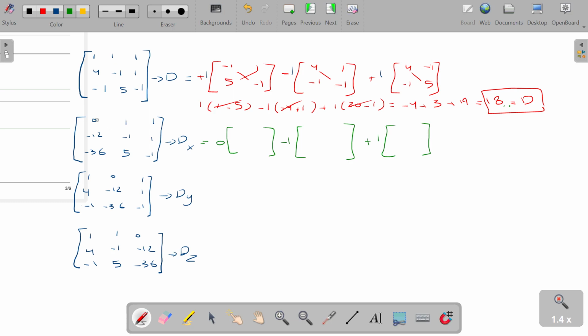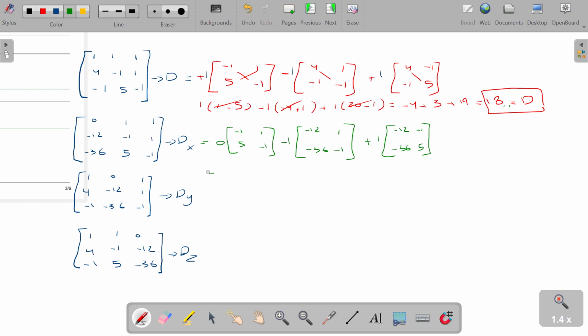Okay, so if I cover the row and the column for this number, I will have -1, 1, 5, and -1. Next one, I covered the row and the column of the second element over here. If I cover this row and this column, I will have -12, -36, 1 and negative 1 left here. And next we're going to go to the third element, cover the row and the column for that. It will be negative 12, negative 1, negative 36, and 5.